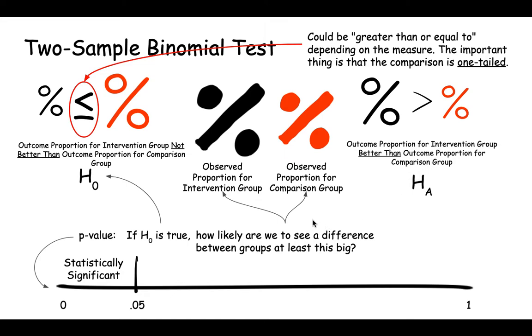And what the two-sample binomial test gives us is a p-value, a probability. If this null hypothesis is actually true, that there really is no difference or the intervention group does not have a better proportion, what's the probability that we would have seen the results that you saw for the intervention group and the comparison group? And if the p-value is less than 0.05, that tells us that the difference is statistically significant.